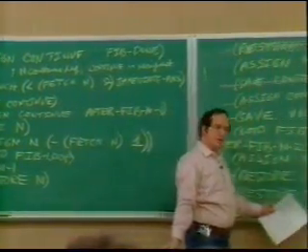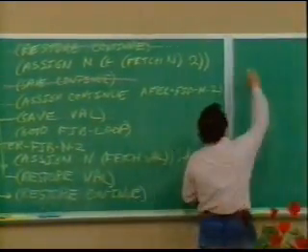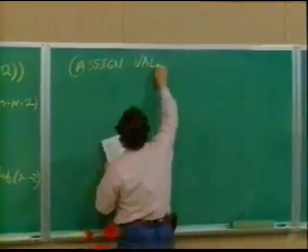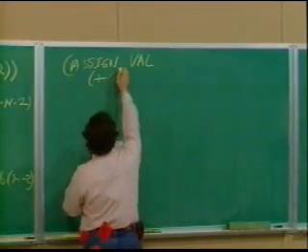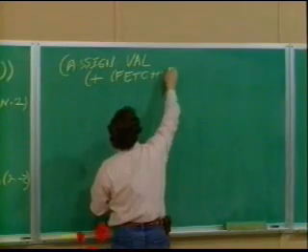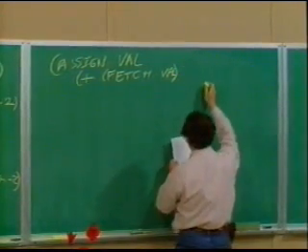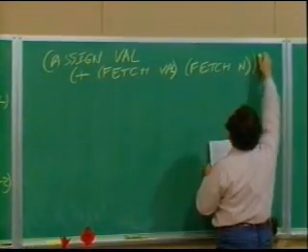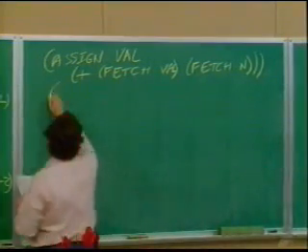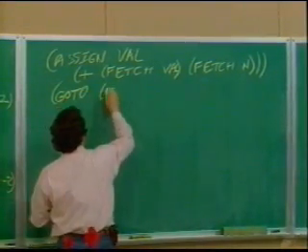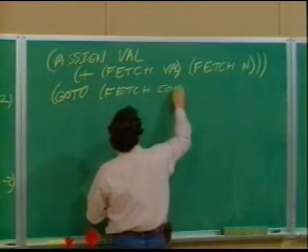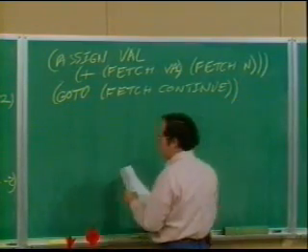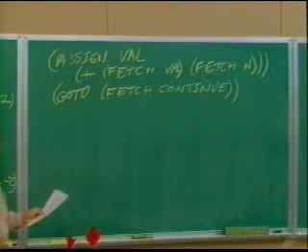Now I've got everything I need to do it, so I'm going to restore that. Assign to val the sum of fetch val and fetch of n, and go to continue. So now I've returned. I've returned from computing Fibonacci of n.